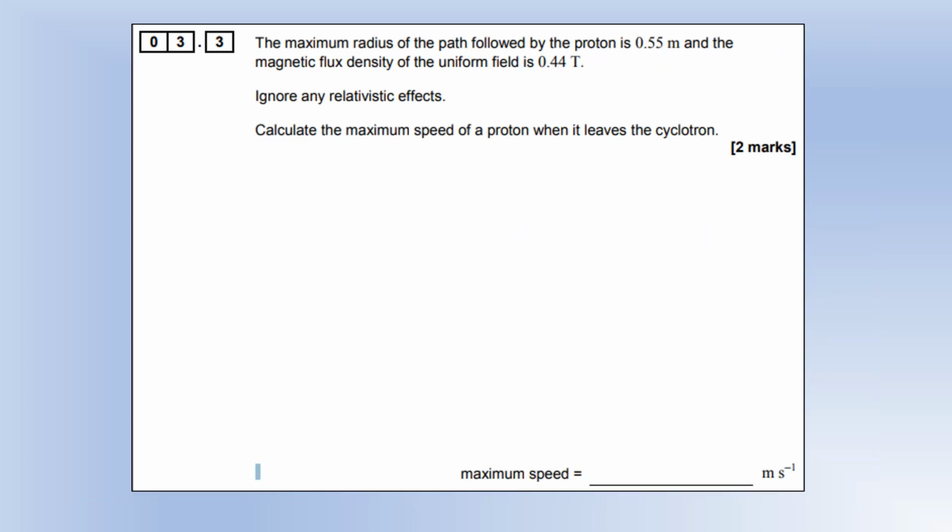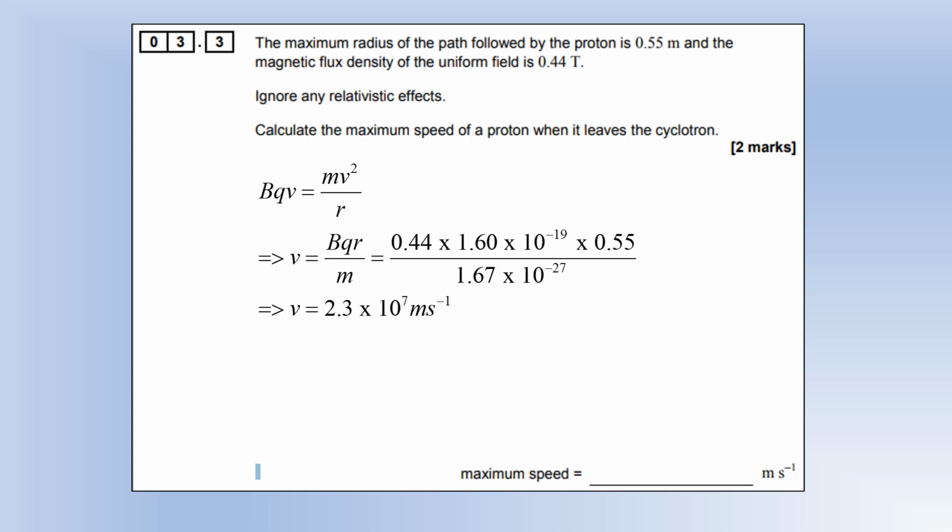Okay, so the maximum radius of the path followed by the proton is 0.55 meters. The flux density is 0.44 Tesla. Ignoring any relativistic effects, calculate the maximum speed of the proton when it leaves the cyclotron. So I'm going to essentially figure out what velocity we can have at the biggest radius. So we've got BQv equal to mv squared over r. Cancel the v's and make v the subject, means we've got BQr over m. Plug the numbers in and we get the velocity is 2.3 times 10 to the 7 meters per second.